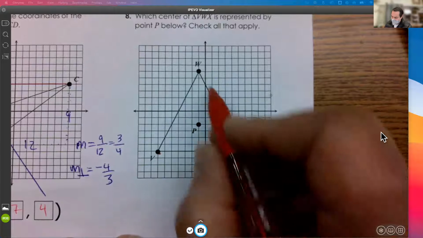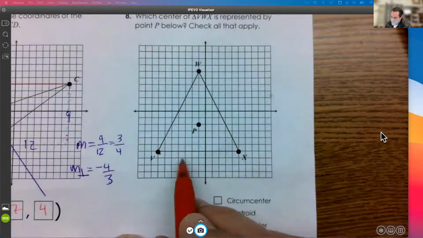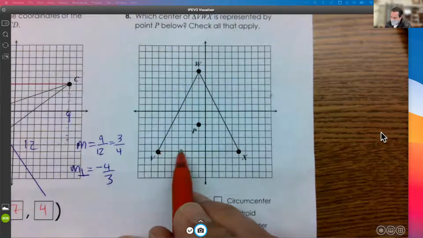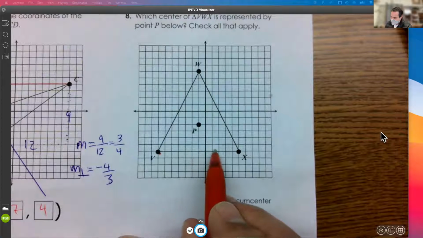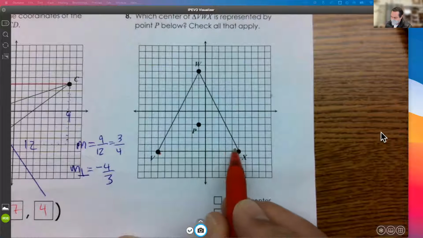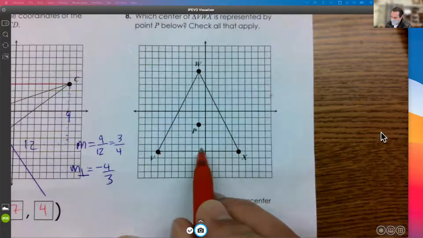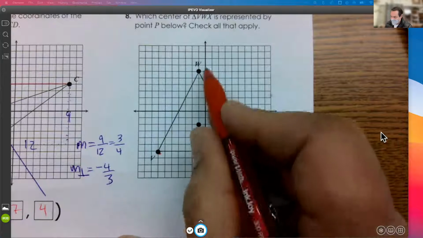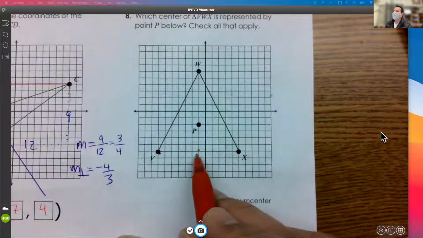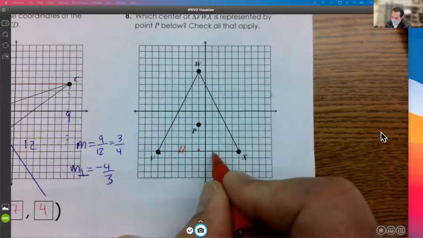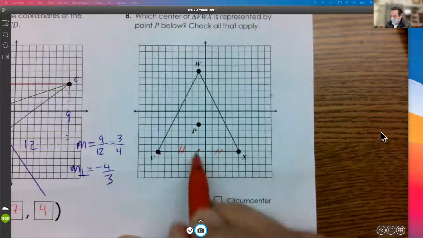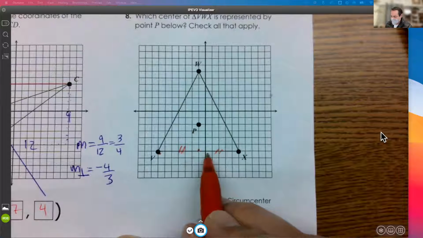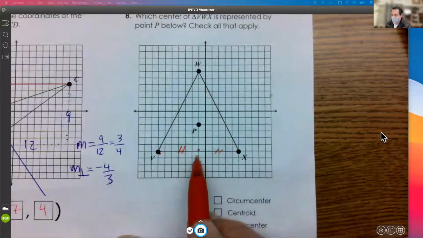But the question is, if I do it straight up and down, notice that 1, 2, 3, 4, 5, 6, 7, 8, 9, 10, 11, 12. If I go over 1, 2, 3, 4, 5, 6, it's a vertical line through it, which means that not only is this a perpendicular bisector, but it's going through this point. So it's also a median.